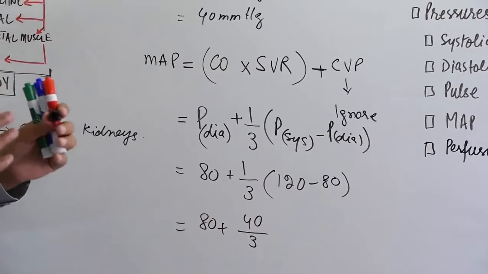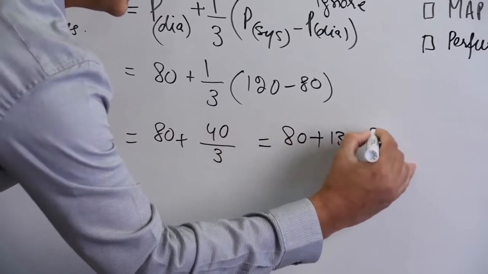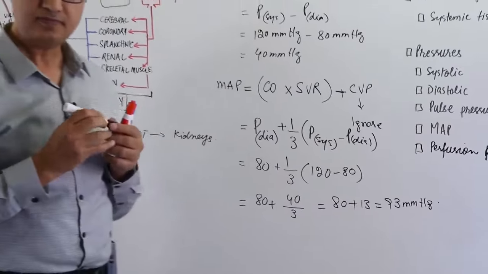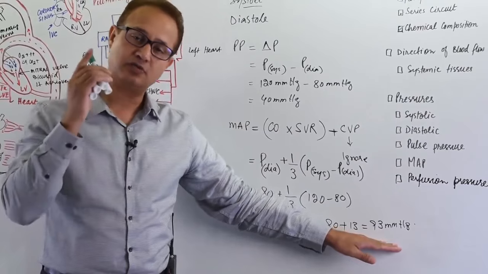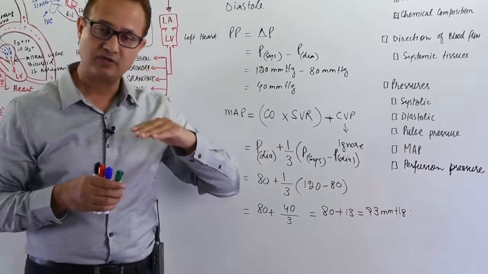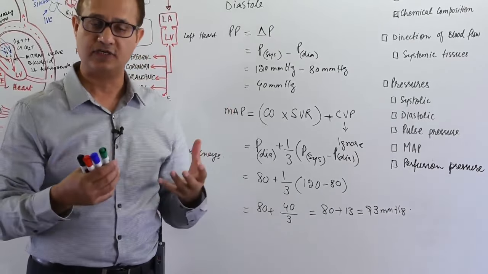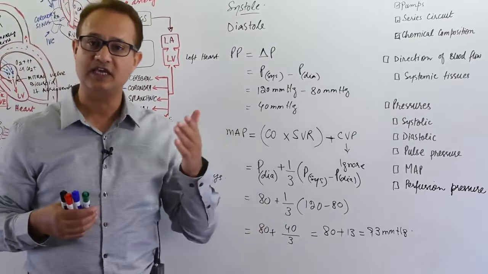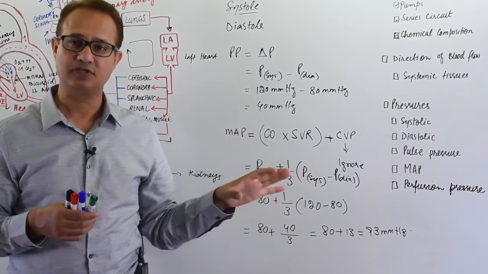40 by 3 is roughly 13.3. So I'm going to say 80 plus 13 is 93 millimeters of mercury. That is the mean arterial pressure. So you can assess it. When this pressure goes below 60, you as a doctor must be concerned, because a perfusion pressure below 60 means the patient is not going to get enough perfusion to their systemic tissues. So again, mean arterial pressure can be used instead of the systemic pressure. It's a little bit more precise to understand whether the perfusion pressure is okay or not.